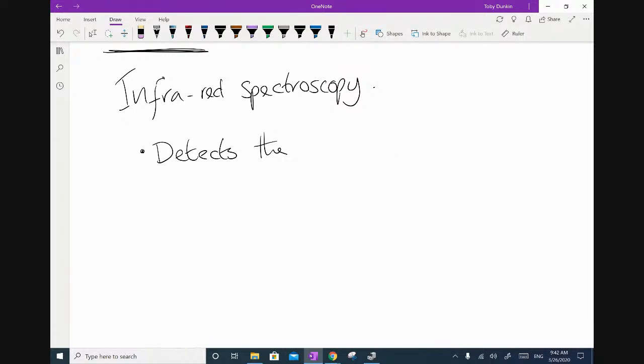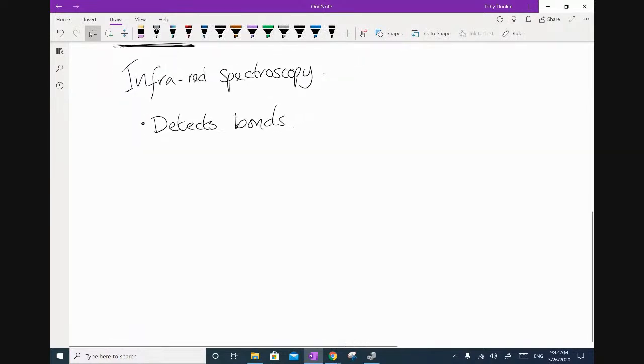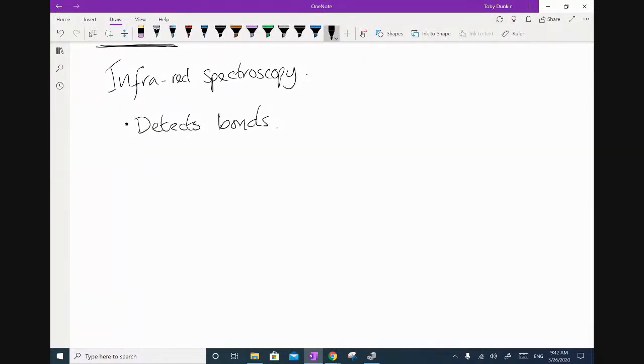Detects bonds. Oh, there you go. So I spelt it right first time. Thanks very much. It detects bonds. So how does it do this? So here's the description of what we're doing.